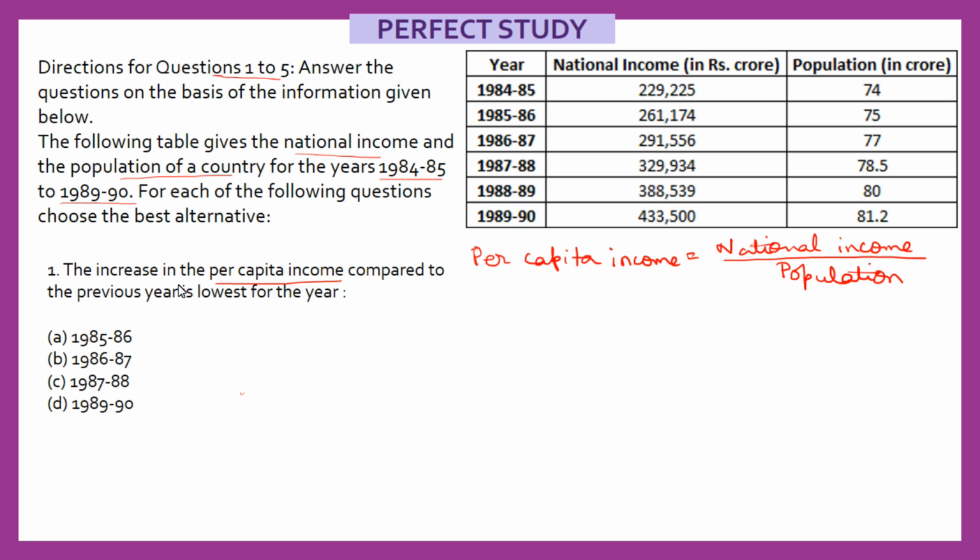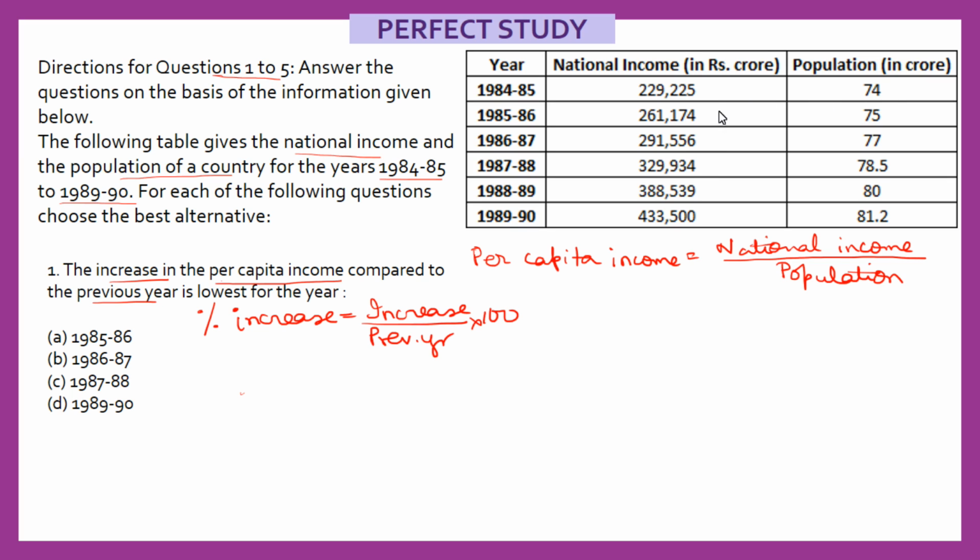So let's see. The increase in per capita income compared to previous year. Increase compared to previous year, indirectly what they are asking is percentage increase. That is actually the meaning of percentage increase. What is percentage increase? Increase divided by previous year multiplied by 100. So indirectly what is asked is, in which year the percentage increase in per capita income is lowest. Now the problem is, we actually don't know the per capita income. We know only total income and we know population.